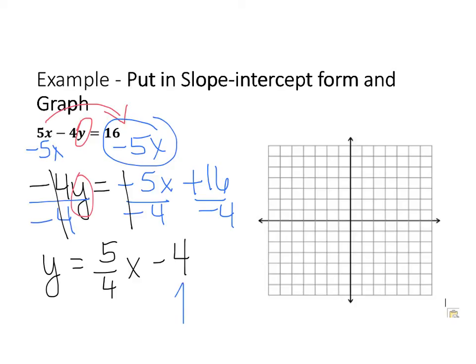First of all, our starting point is negative 4 on the y-axis, so I go down 1, 2, 3, 4, and I make a point at negative 4. And then from that point, I'm going to use my slope to create another point. It's positive 5 over 4, so I'm going to go up 5, and then I'm going to run over 4. 1, 2, 3, 4. So I'm going to make another point here. And I connect the dots, and I have my line.